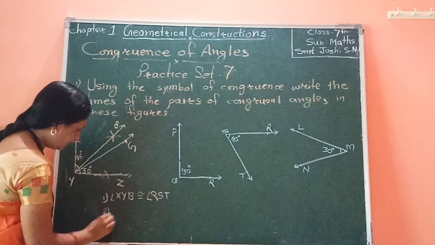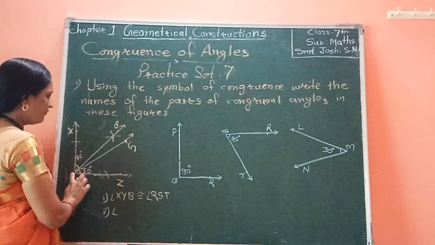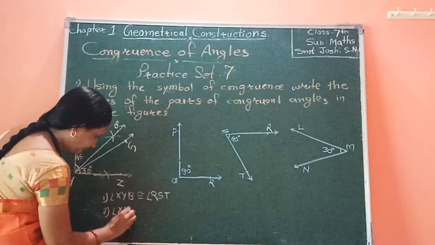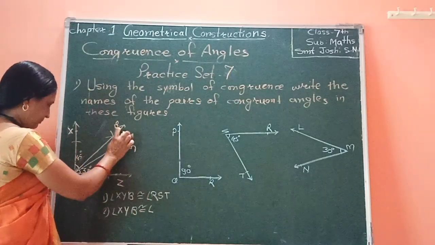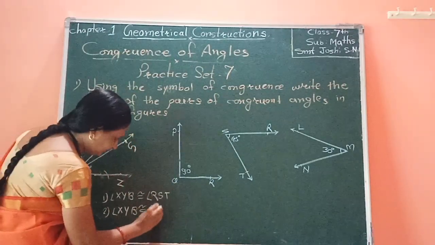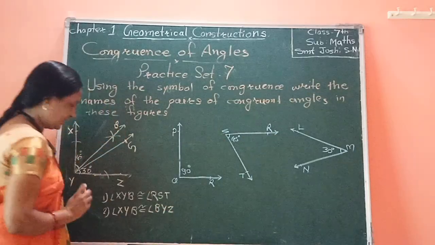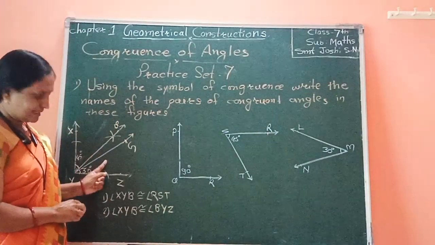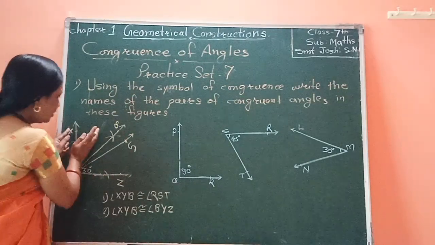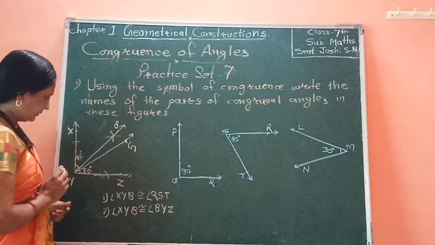We can write angle XYB congruent angle BYZ. Reason is YB is the angle bisector, means these two angles are congruent.